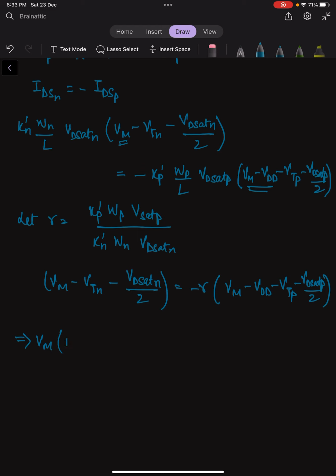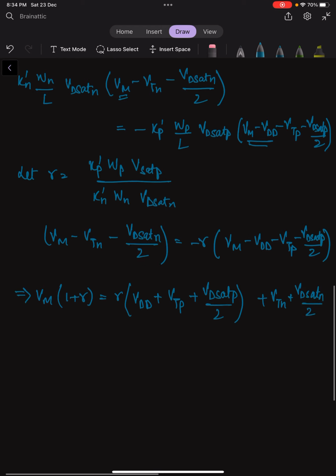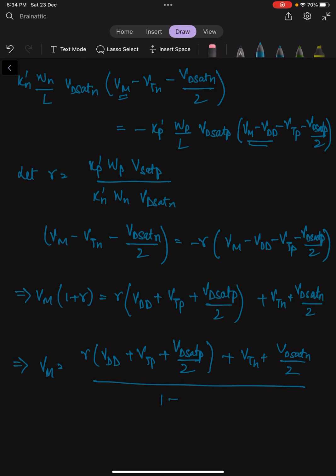Eventually, Vm times 1 plus R, taking the Vm terms on the right side and sending all the other terms to the left hand side, we are left with R into VDD plus Vtp plus Vd sat p divided by 2, plus Vtn plus Vd sat n divided by 2. This brings us to Vm is equal to R into VDD plus Vtp plus Vd sat p by 2, plus Vtn plus Vd sat n by 2, whole divided by 1 plus R. Therefore, you got your trip point voltage equation.